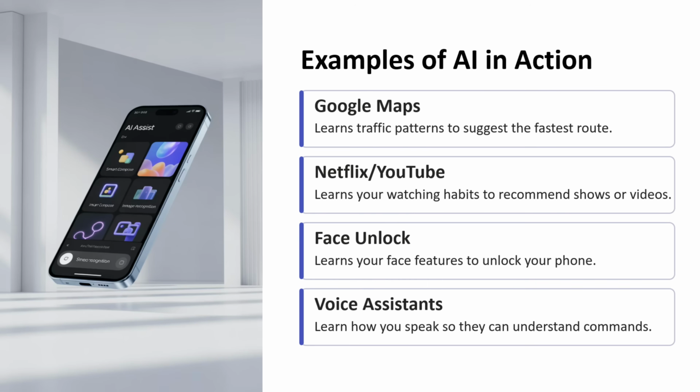Now we will see examples of AI in action. First one is Google Maps. Learns traffic patterns to suggest the fastest route. Second one is Netflix or YouTube. Learns your watching habits to recommend shows or videos.